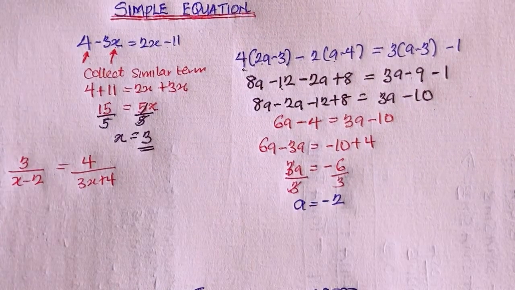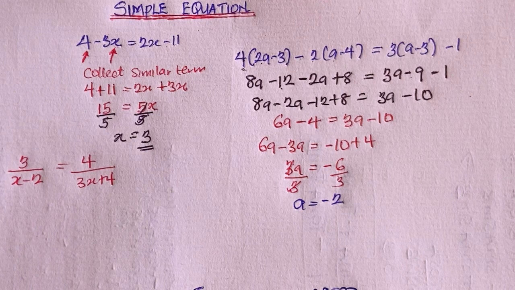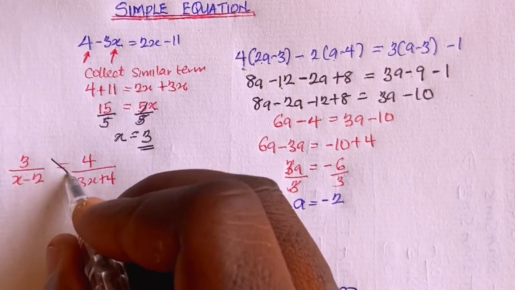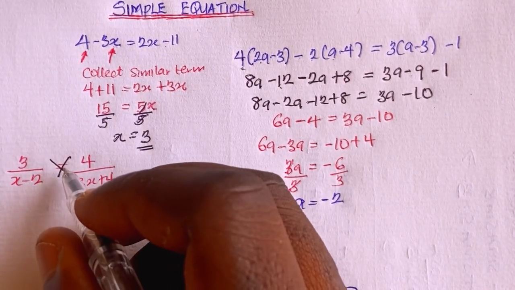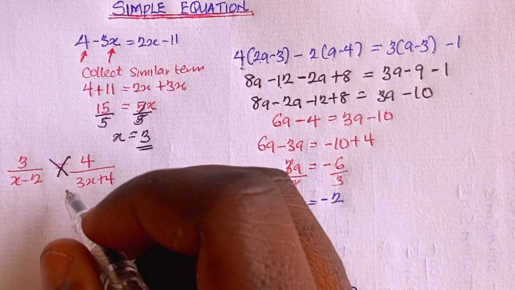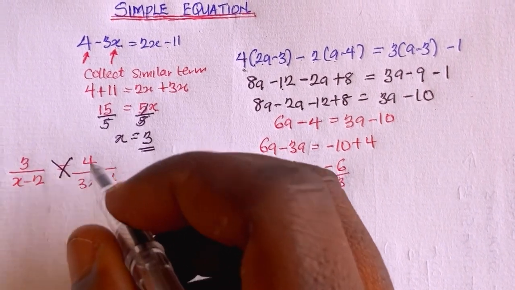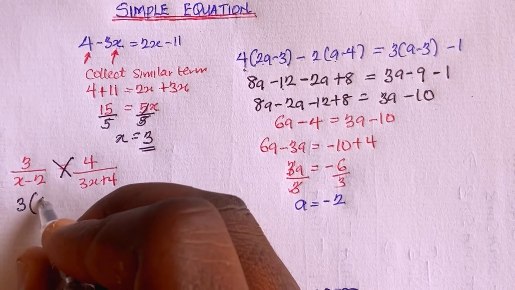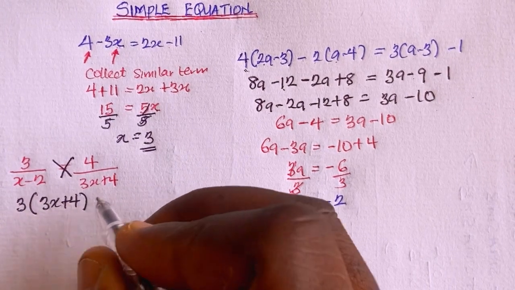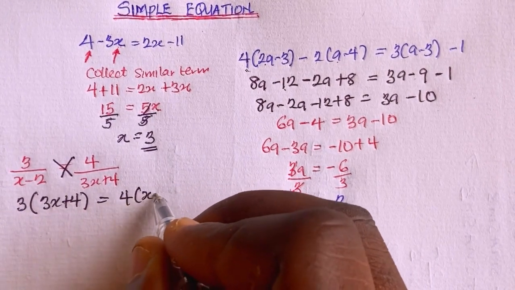Then, to resolve this, what we are going to do is very obvious. We need to just cross multiply, because as you can see, we have an equal sign here, so it is obvious that we must cross multiply. So here we are going to have 3 into brackets, that's 3x plus 4, right? Then equal to 4 into bracket x minus 2.